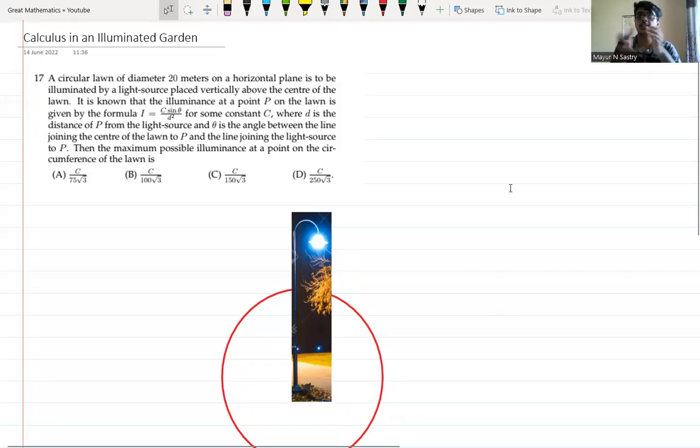Suppose you want to arrange a night party in a garden for your friends and relatives, and you wish to have a lamp which is vertically above the center of the garden. So, what should you do to have the maximum possible illuminance from that lamp? What should be the position of that light source? So, this is what we're going to talk about in this video.